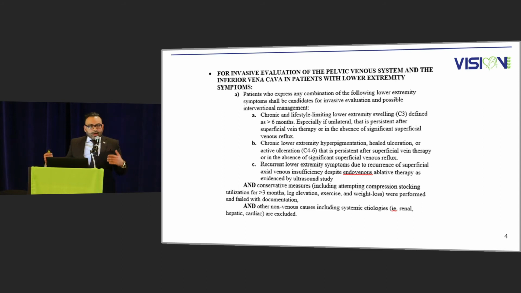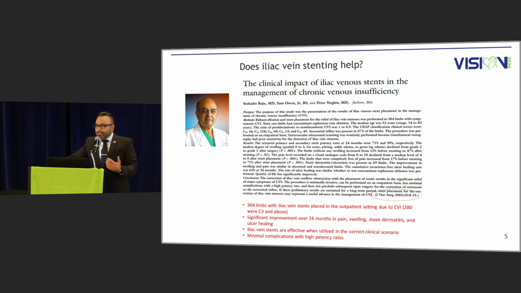So once we do all that, and we recommend that the patient goes on for invasive evaluation, and we'll talk again about how we treat these patients, and some of them may get stenting. The first question is, does iliac vein stenting help? Does it work? And we were privileged to meet Dr.